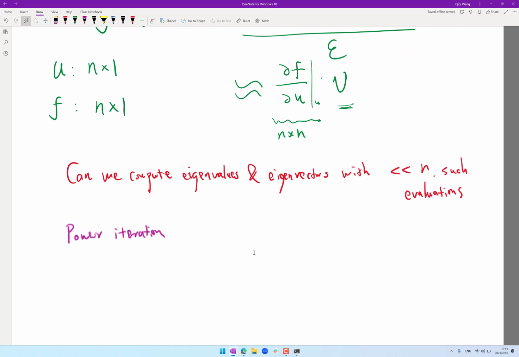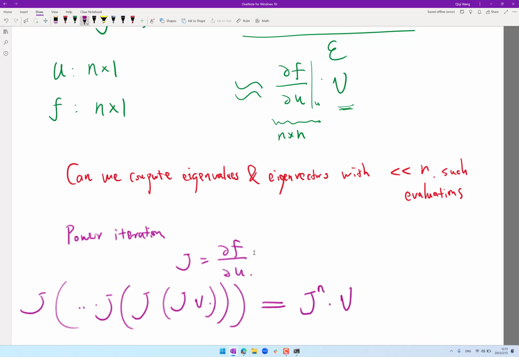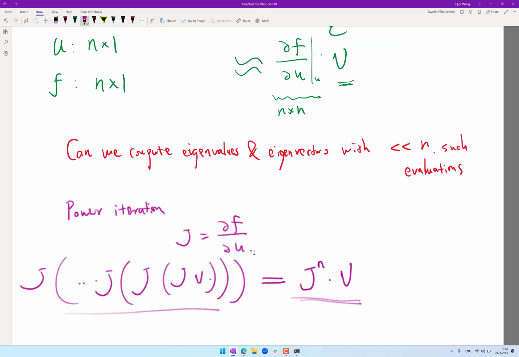If you have a matrix A, or let's just say J is equal to df/du, and you apply J to a vector V, and apply J to the product again, and apply it to the product again, etc., that can be denoted as J to the power of n times V, where n is the number of such matrix vector multiplications you apply consecutively. In reality, of course, this doesn't require you to compute J to the power of n, which requires you to have the matrix J. This just requires you to perform this series of matrix vector multiplications.